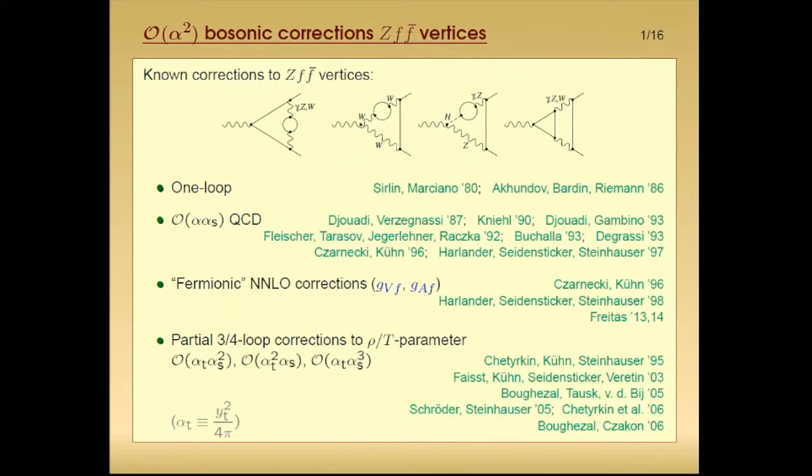In particular, these would be vertex corrections of this sort, where this is a Z boson. These are various standard model fermions in the external lines. And then in the loops, everything you have in the standard model can appear.